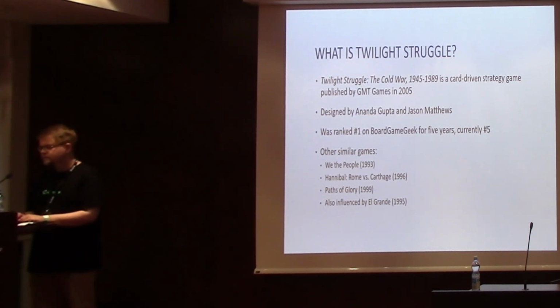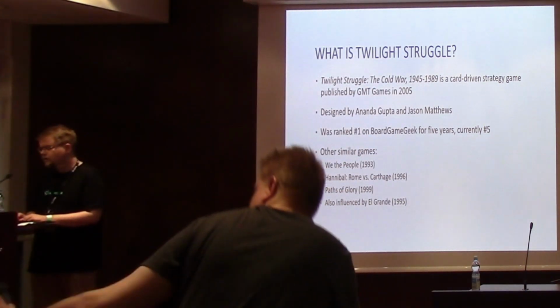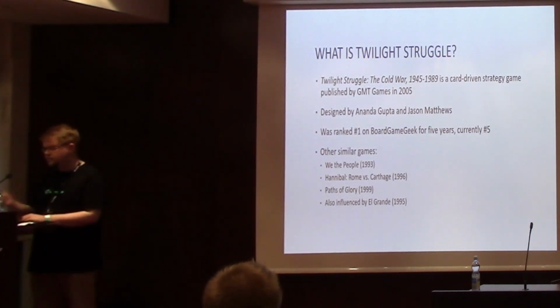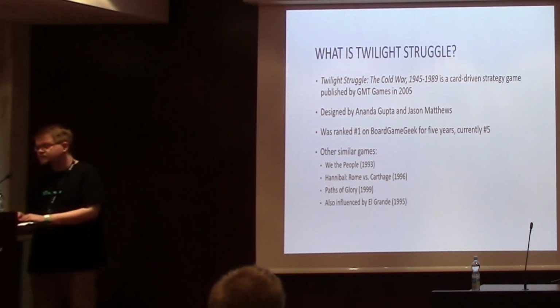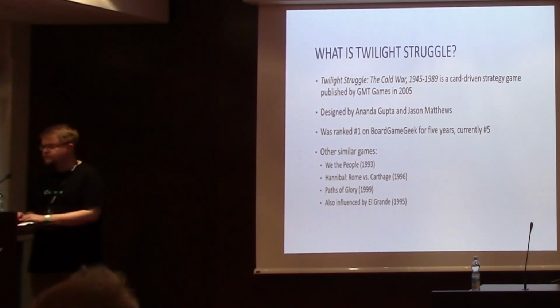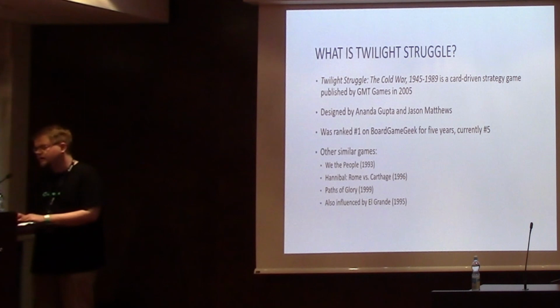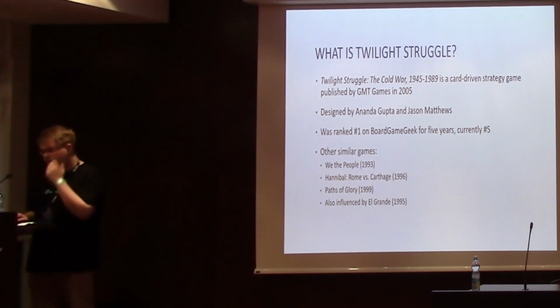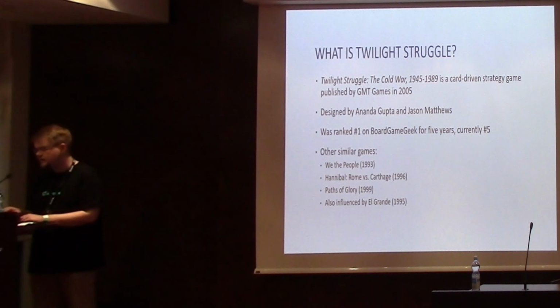Other games that are the antecedents or the forefathers of Twilight Struggle are, among others, We the People, which is about the American Revolution, published in '93. Hannibal, Rome vs. Carthage, published in 1996. And Paths of Glory, which is about the First World War, published in 1999. And according to the designers, and I see where they're coming from, the game has also been influenced by El Grande, which was published in '95, and which is a very classic Euro game. There are a lot of Eurogame elements in Twilight Struggle, as we're going to see today.